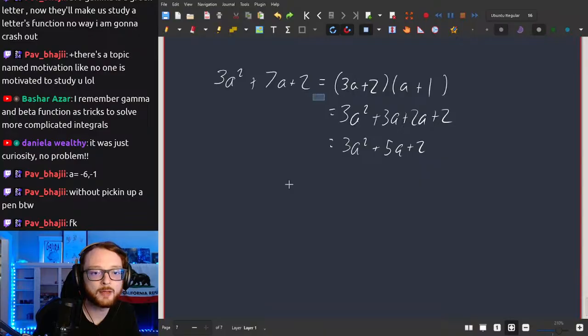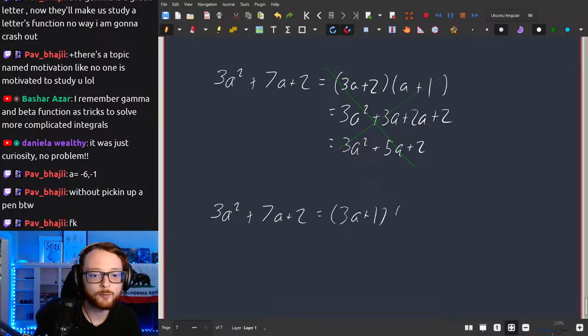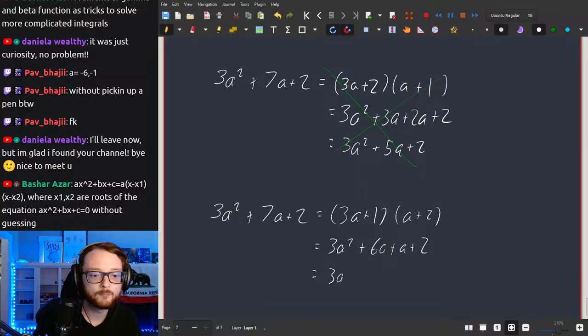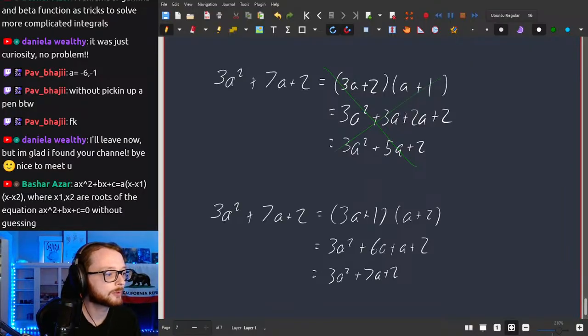That means we should try the other option. I'll write it separately out here. Let's try switching the 1 and the 2 and seeing if that works better. So 3a times a is 3a squared. 3a times 2 is 6a. 1 times a is a, and then plus 2. There we go. It's a little bit tedious, but this is how I do it personally.